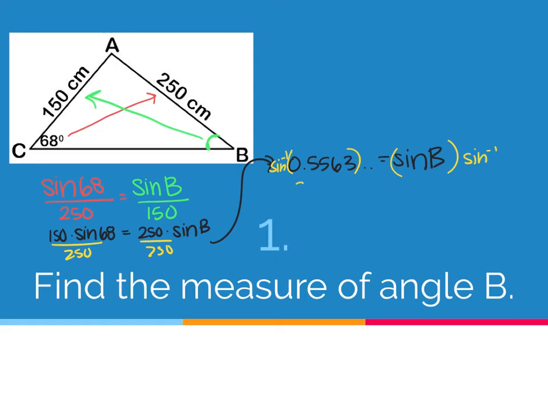When I do this, I get 33.8 degrees approximately is equal to B, and that's because the sine and sine inverse cancel, so I'm just left with B.